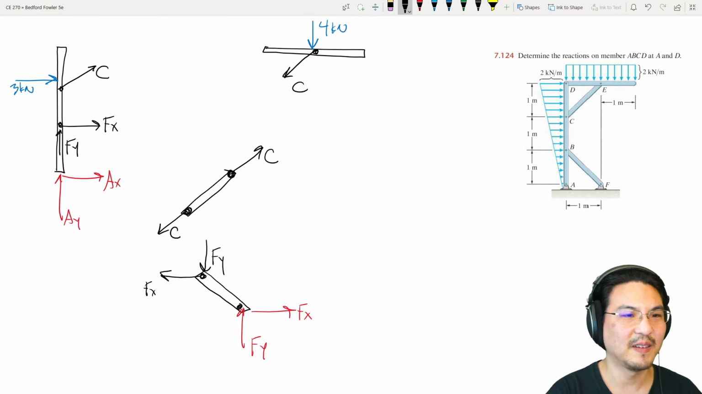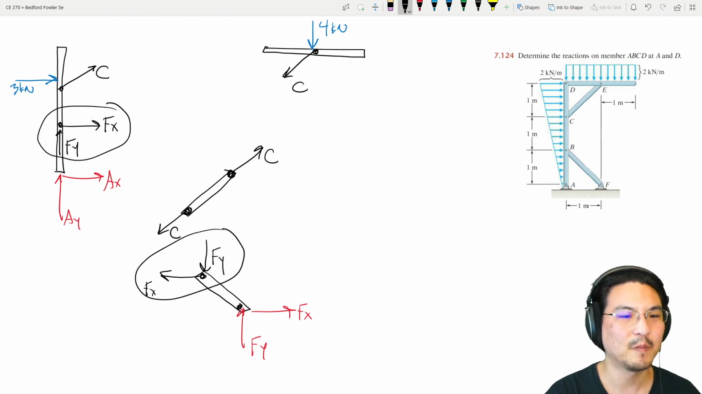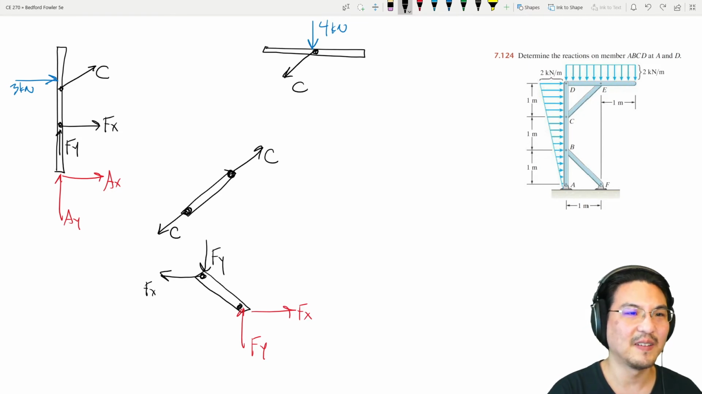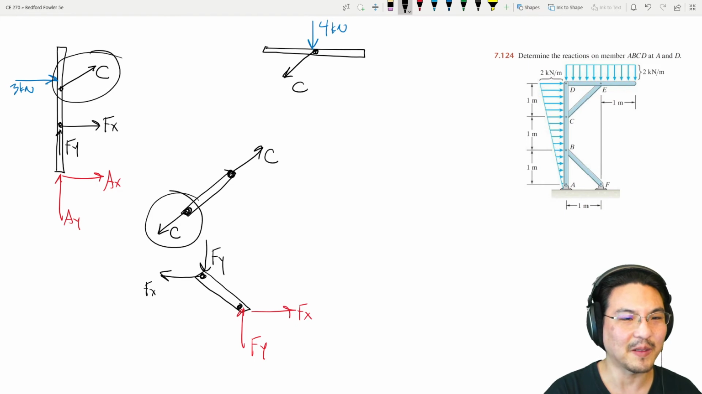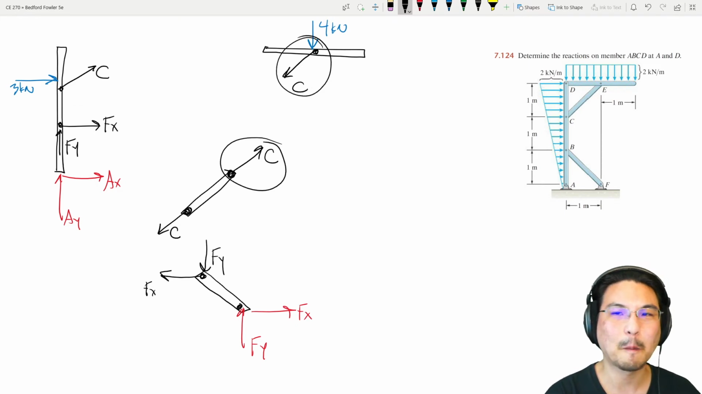Okay. And then again, let me point out, this is equal and opposite to this because of Newton's third law. This is equal and opposite to this. This one is equal and opposite to this.